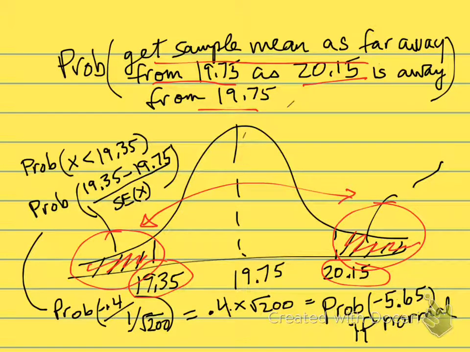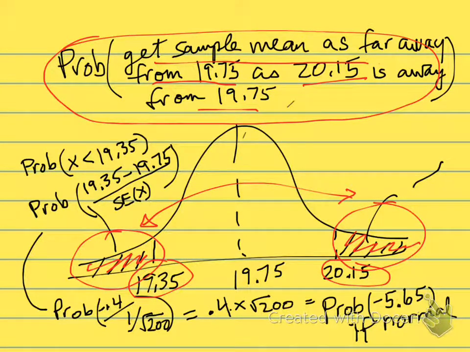So continuing with our problem, we want to get the probability that we get a sample mean as far away from our null hypothesis, that the population of Santa Clara students has an average age of 19.75. So we want to calculate the probability that we get a sample mean as far away from 19.75 as 20.15 is away from 19.75.